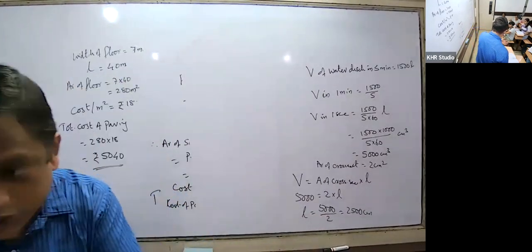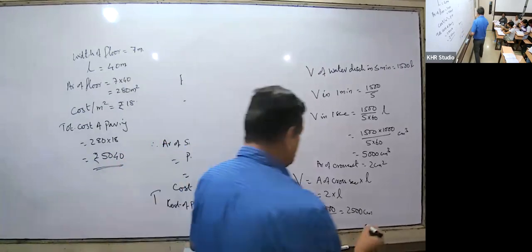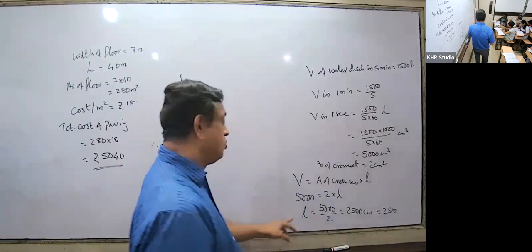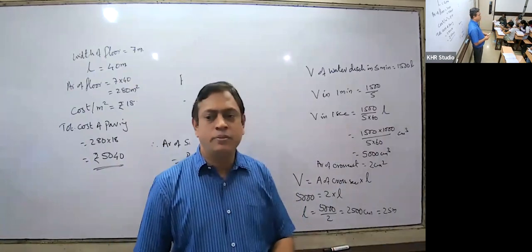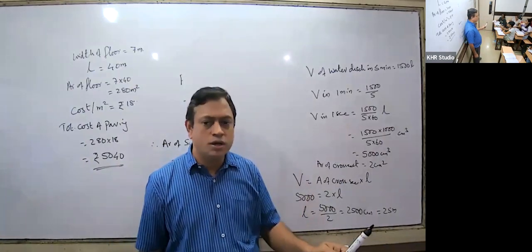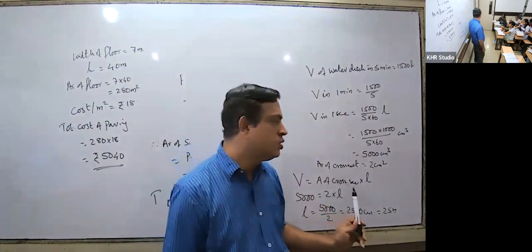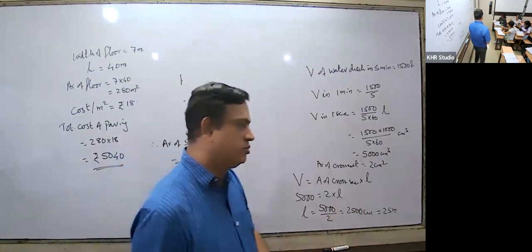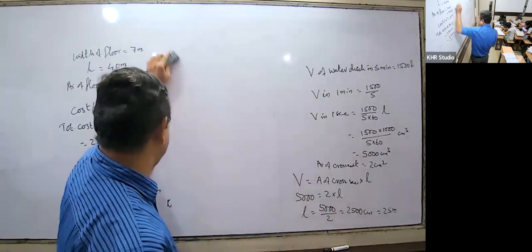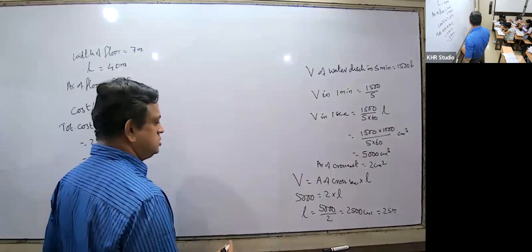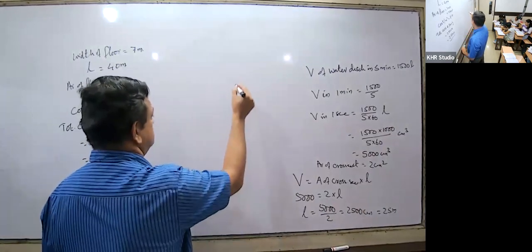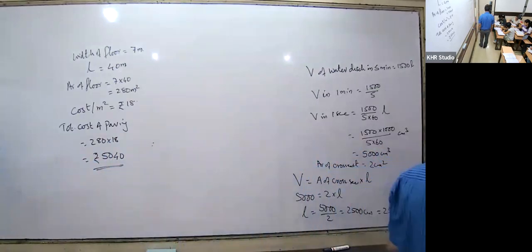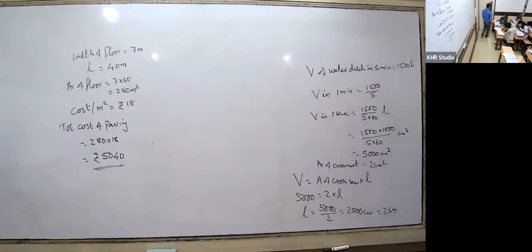Your answer in meter per second is needed now. This is equal to how much? 25 meter. What is this length? L means length of water discharged in 1 second. So right, therefore, length of water discharged in 1 second is equal to 25 meter.